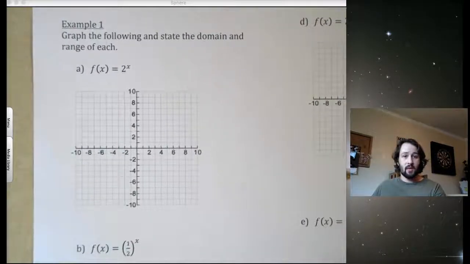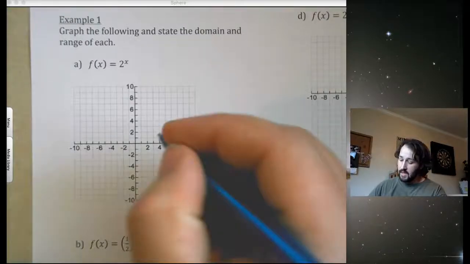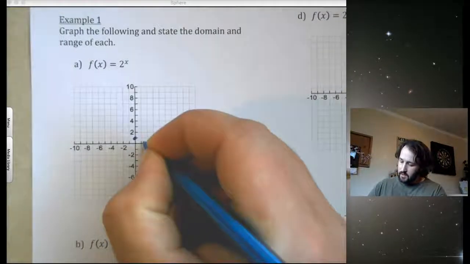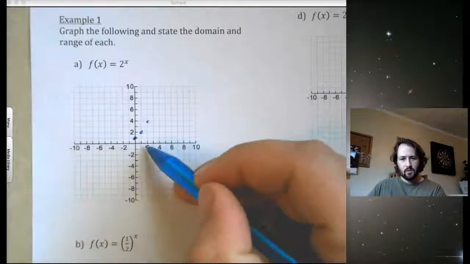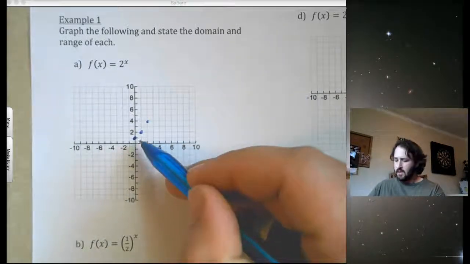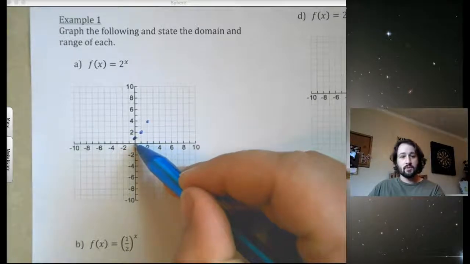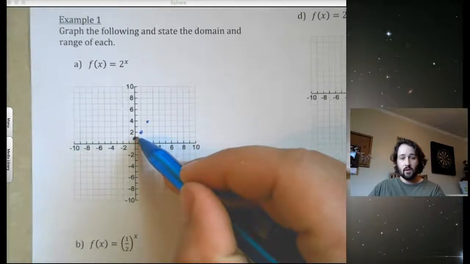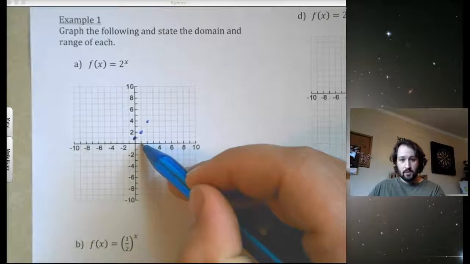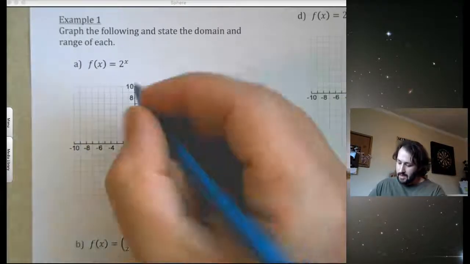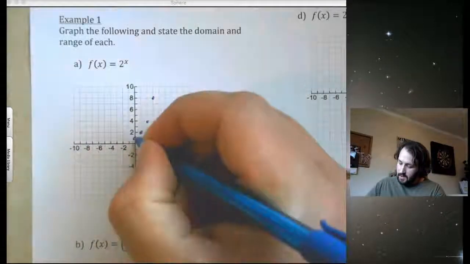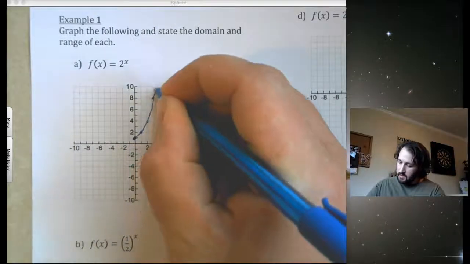Graph and state the domain and range of each. So if I have 2 to the x, 2 to the 0 is 1. 2 to the first is 2. 2 squared is 4. You guys catching what I'm doing? I'm putting in the x values, right? So x value is 0, so 2 to the 0 is 1. That's why I have a y value of 1. If I put in 1, 2 to the first is 2. 2 to the second is 4. 2 to the third is 8, right? It's kind of what we were doing in the example up there.